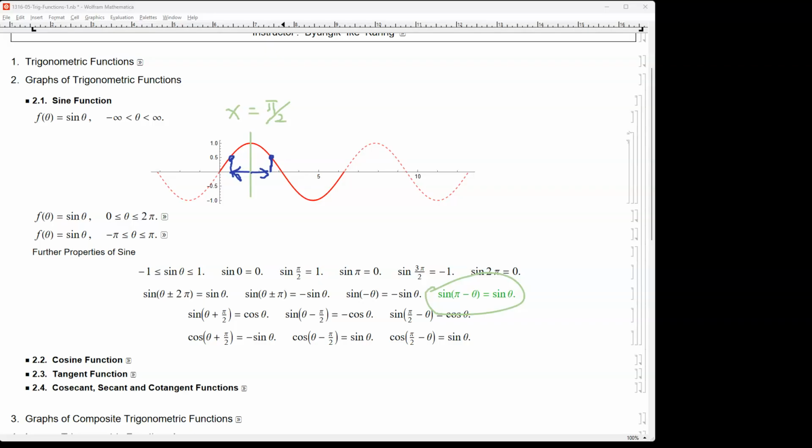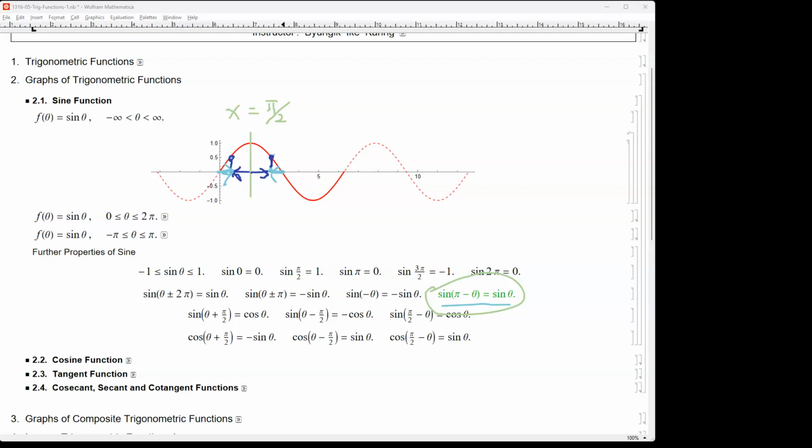Equivalently, I can start from the origin and come to the same amount here, and starting from pi, the other x-intercept, come to the same distance here, and again get the same y-coordinate. Either way, that's what you're looking at. Sine of pi minus theta is sine of theta. It'll turn out that this is very, very important in trig equations.